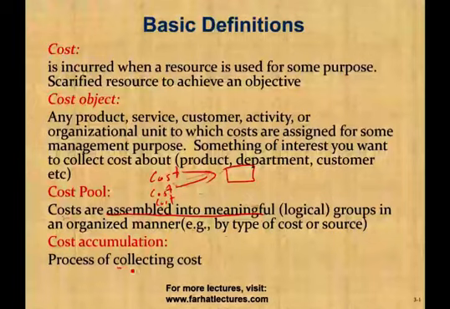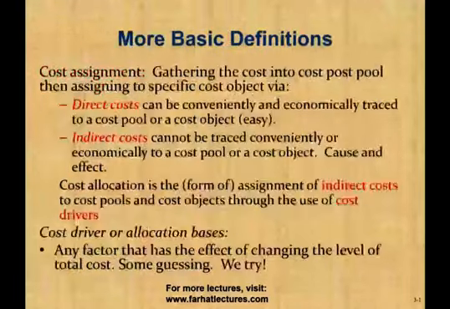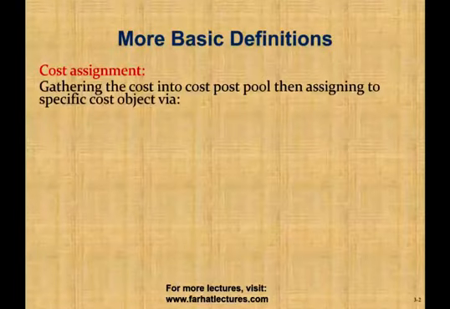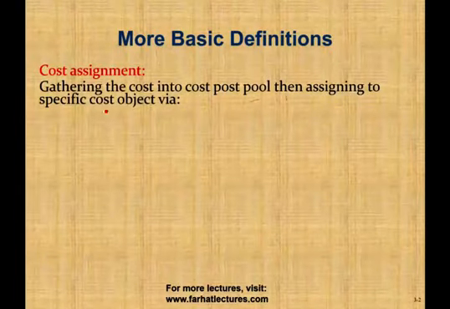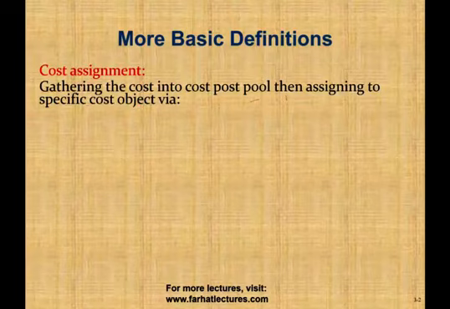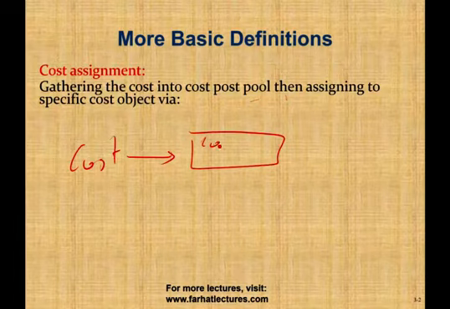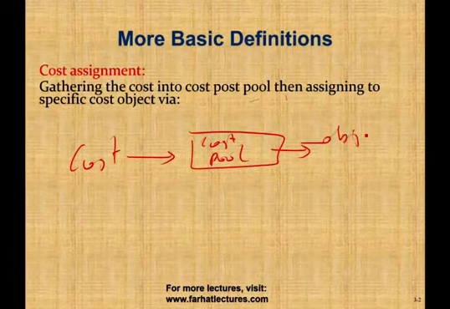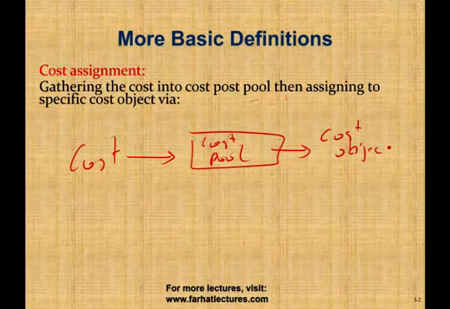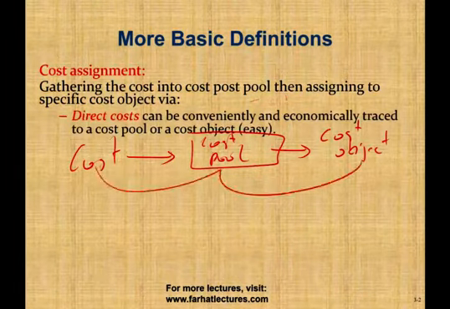Okay, what is cost allocation? Cost allocation is the process of collecting the cost. How do you collect this cost? We'll look at how we collect the cost later on as we progress throughout the course. Cost assignment is basically gathering the costs into cost pools, then assigning the cost to a specific cost object. So basically, we incur a cost, we take all these costs, we put them in a cost pool. Then from the cost pool, we allocate the cost to the cost object. So this is what cost assignment is: when you allocate the cost into the cost pool, then to the cost object.